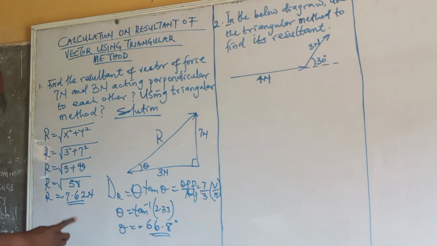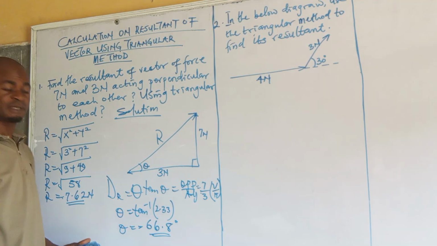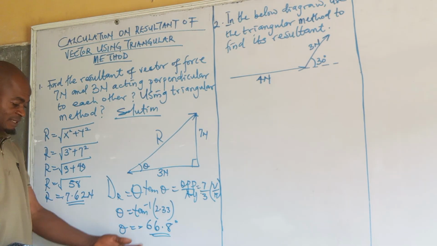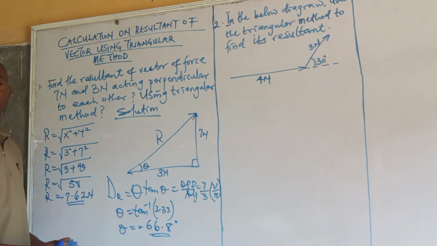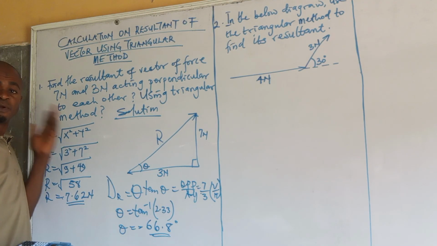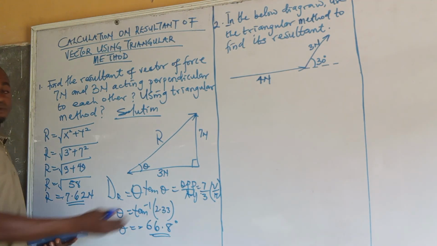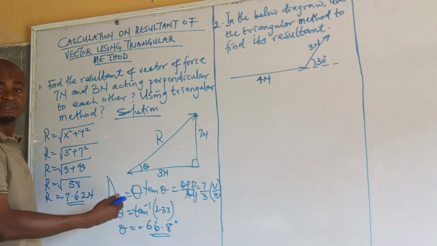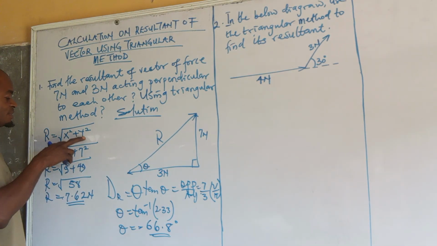The arctan of this is equal to 66.8. So theta is equal to this. This is how to use the triangular method to solve. If you are not given a diagram but you are given the problem in terms of theory, then you draw the diagram in a simple way, and you get the resultant using this formula.